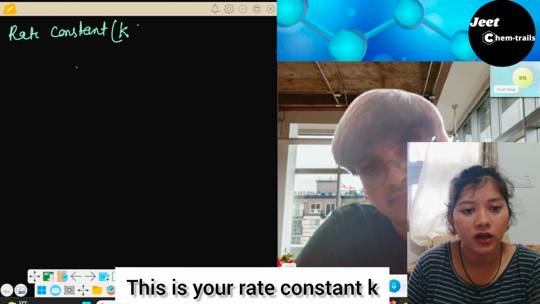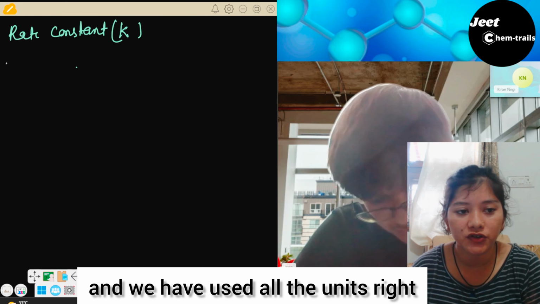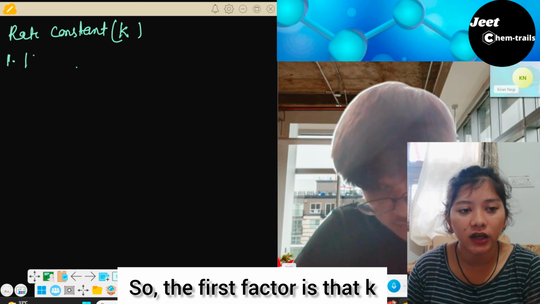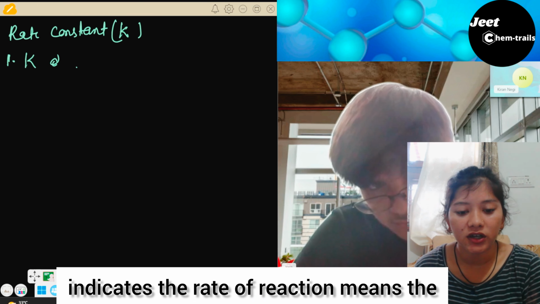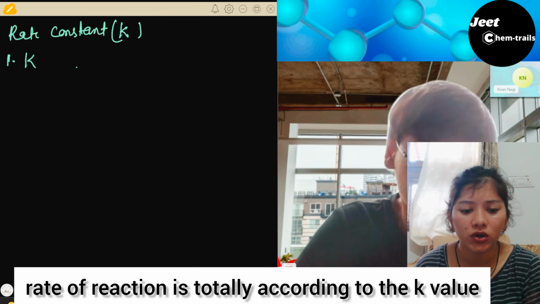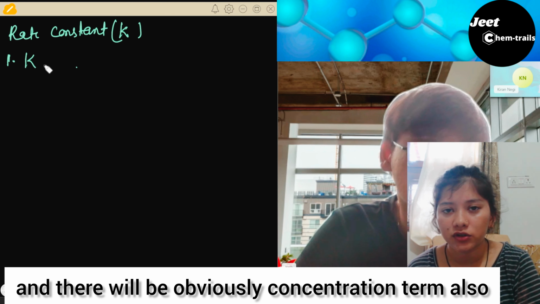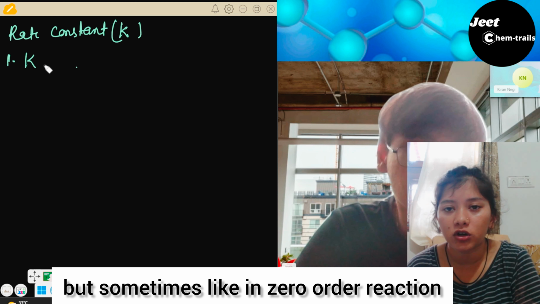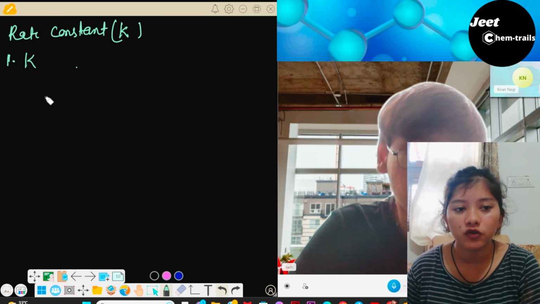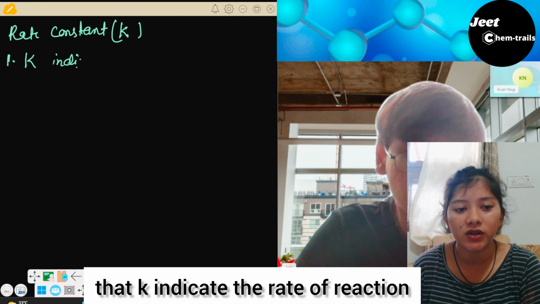Here is the rate constant K, and we have used all the units, right? So the first factor is that K indicates the rate of reaction, meaning the rate of reaction is totally according to the K value. And there will obviously be a concentration term also, but sometimes, like in a zero order reaction, there will be no concentration term, so we can just write down that K indicates the rate of reaction.